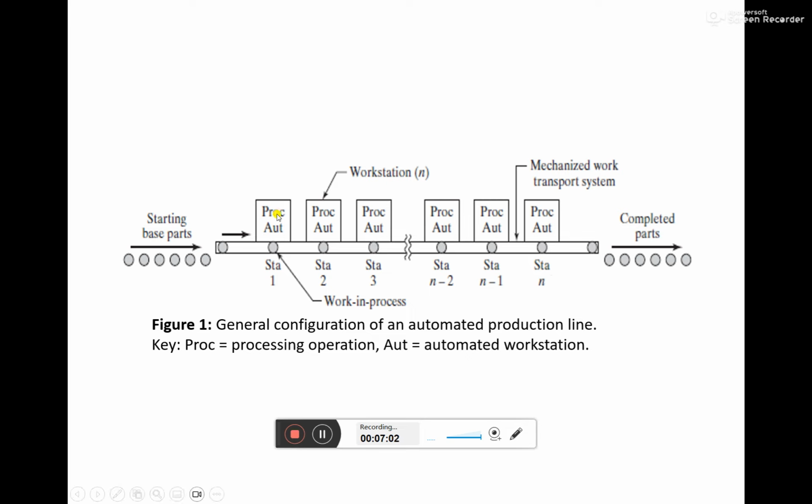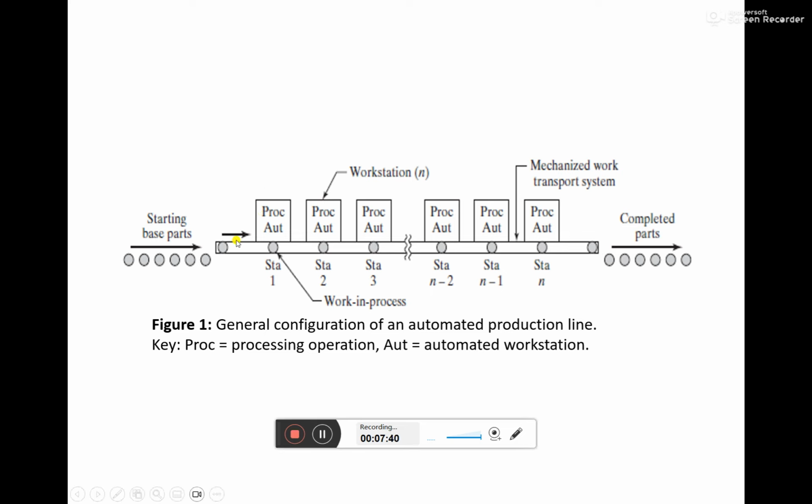In this block, you can see a symbol PROC. PROC means a processing operation. We are discussing an automated production line producing one component using different workstations. You are processing the material, using different processes to convert the raw material into finished products. Those individual stations are known as workstations: station 1, station 2, station 3, like that.